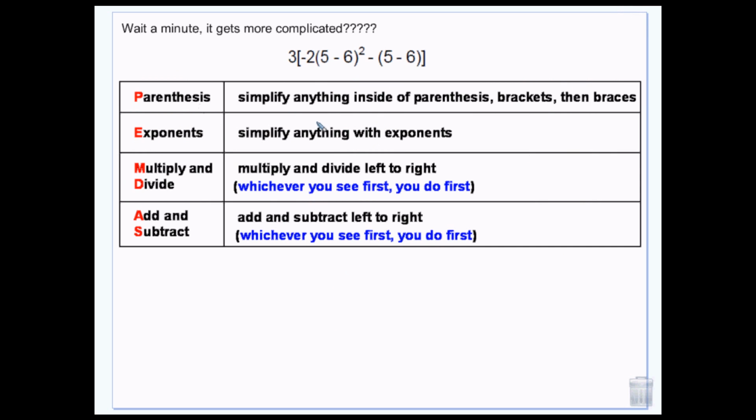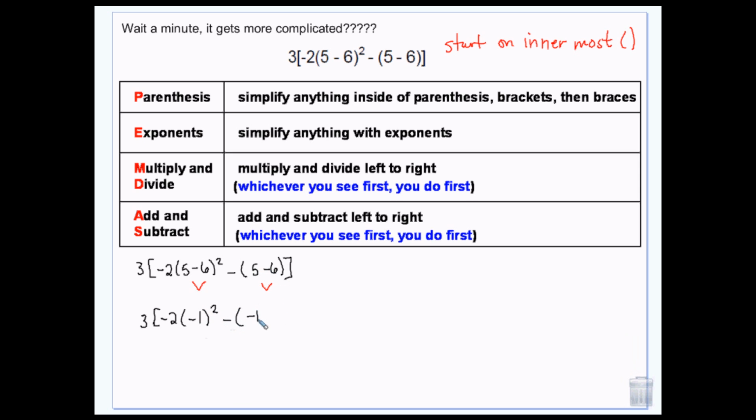Okay, so here's another chart. But let's look at this problem. If I do 3 bracket negative 2 parentheses 5 minus 6 exponent 2 minus parenthesis 5 minus 6 bracket. Okay, what you want to do is you want to start on the innermost parentheses. Okay, so I'm going to start in here. So I'm going to do these parentheses first. Okay, so I have 3 bracket negative 2 parenthesis 5 minus 6 negative 1 squared minus negative 1. Okay, now I'm going to work inside the brackets.